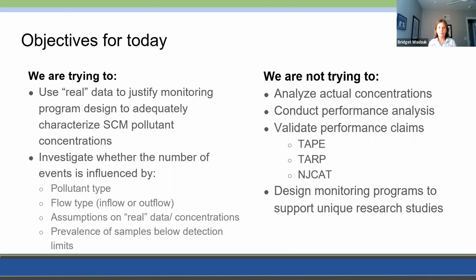We also made some assumptions on this real data that we pulled and the concentrations that we had there. And then we also looked for a range of data within the data sets that we used. So there was a prevalence of samples below our detection limits and also above that. So our question today is getting at that: how many?